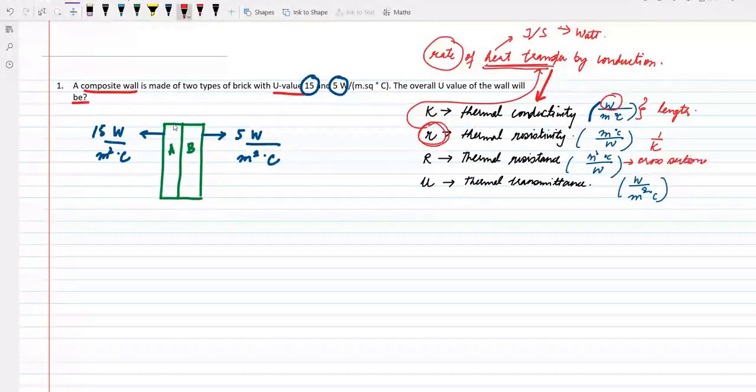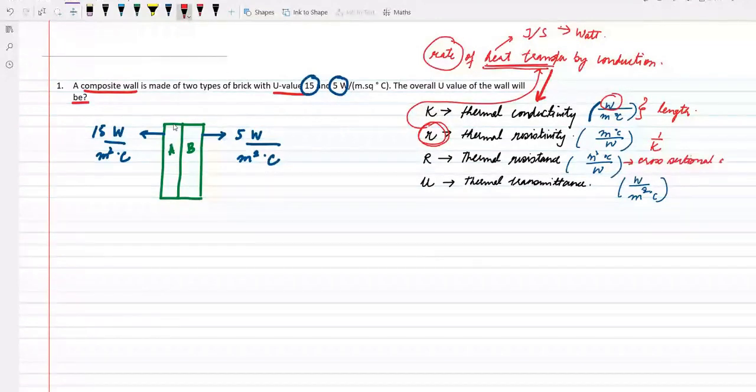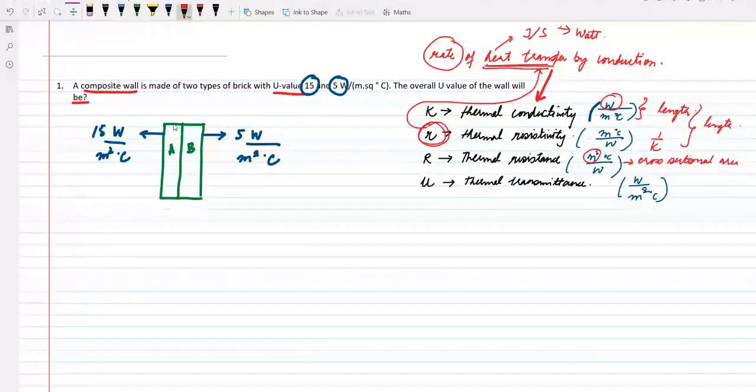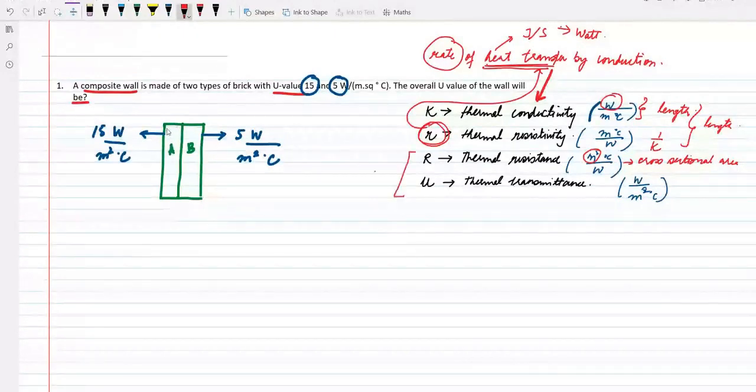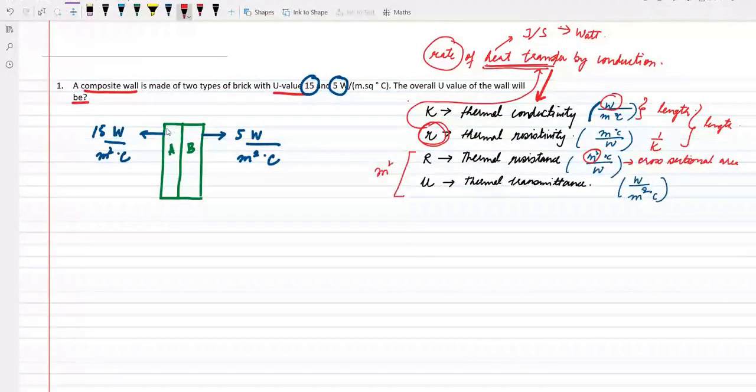Cross-sectional area. And hence, here we see meter square. Fine. These two were in terms of running length. This is in terms of cross-sectional area. Now, what is thermal transmittance? This is heat transfer with respect to cross-sectional area. So, these two are with respect to areas. These two are with respect to running length.